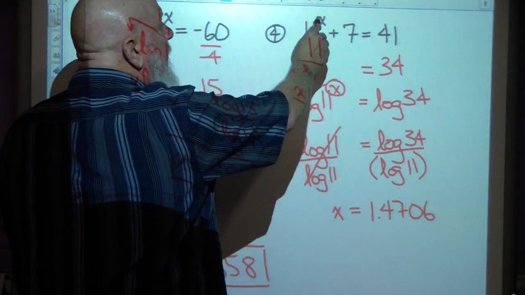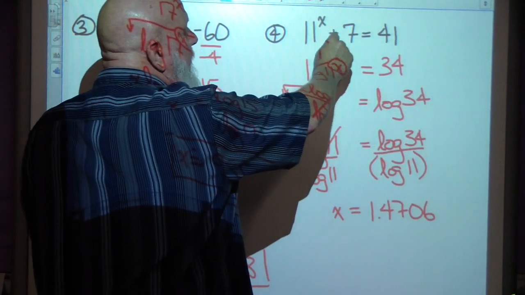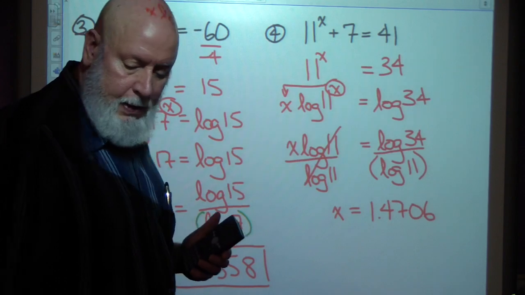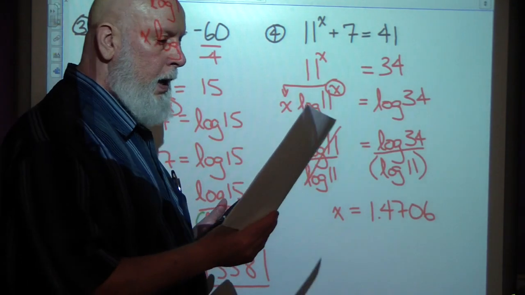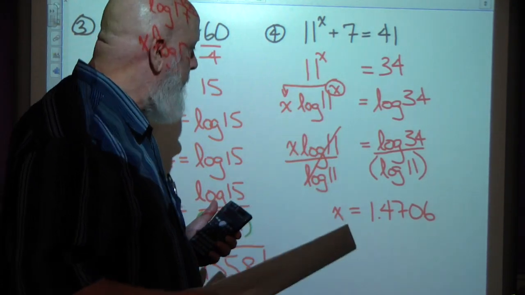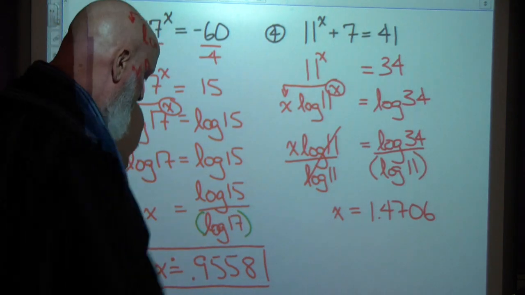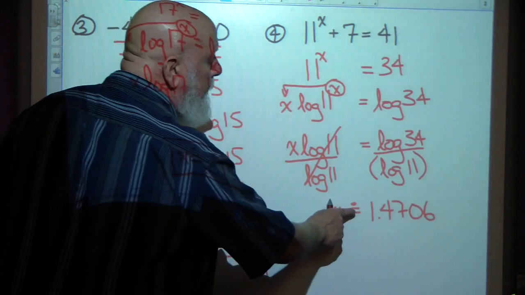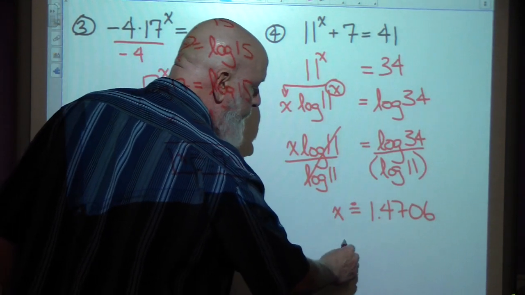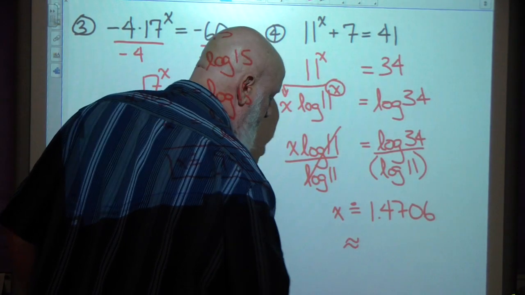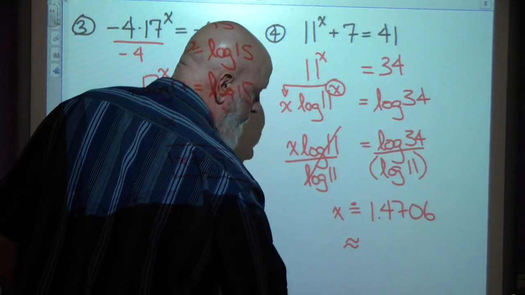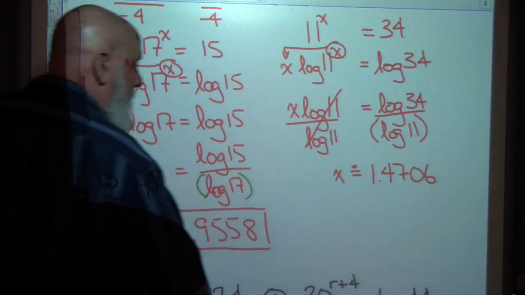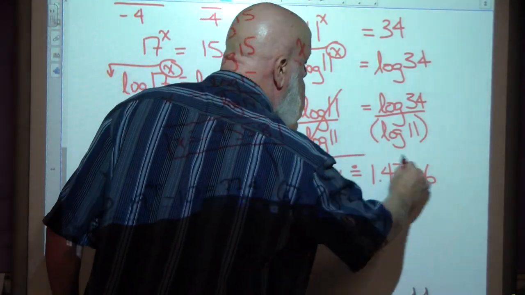Which means if I plug that in right here, evaluate this, add 7, I should get very, very close to 41, if I haven't made any mistakes. And 1.4706, yay! That's an approximation, so I should have an approximation symbol. As always, there are two approximation symbols, an equal sign with a dot up above it, or a squiggly equal sign. That's horrible looking. All right, so there's our two solutions there. Let's go on to the next two.